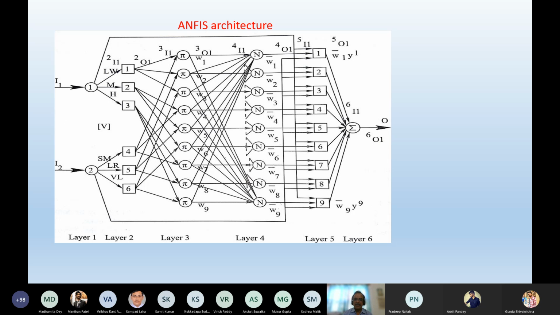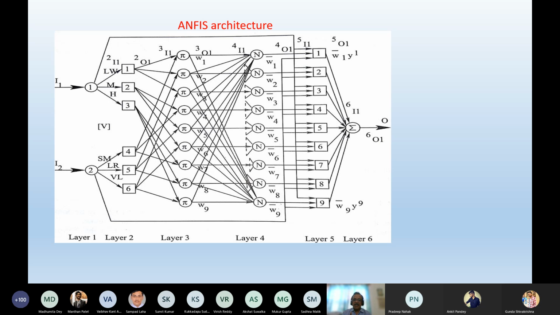Are you getting my point? So what does it mean? It means that I'm considering y, and to determine the y, I'm going to use the coefficients of the transfer function, the coefficients of the rules, that is ai, bi, and ci. Okay, so ai, bi, ci, these are all design variables.